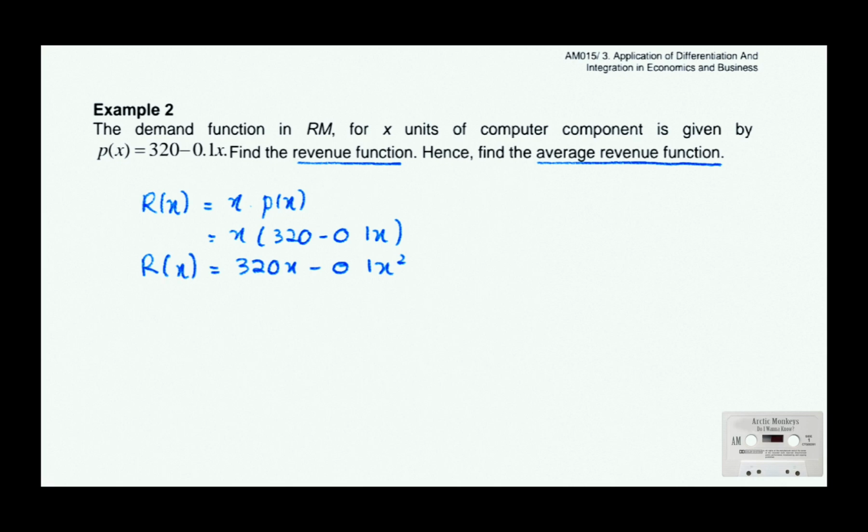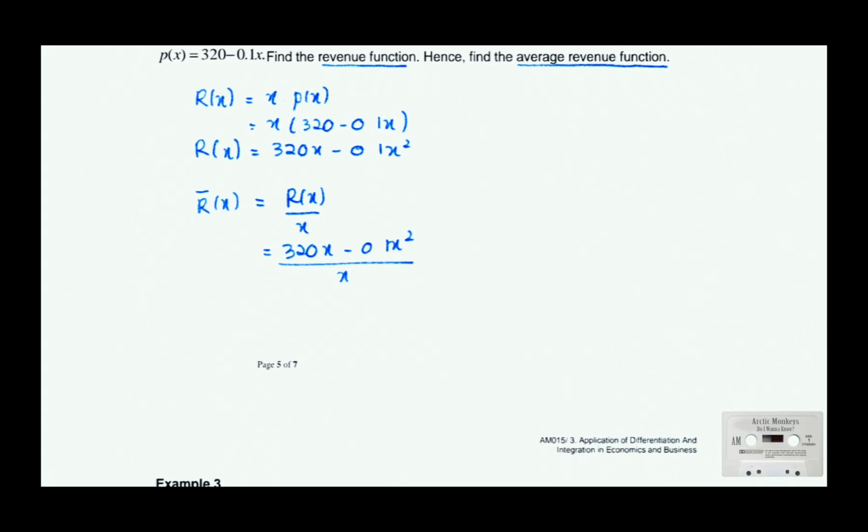And then we have to find the average revenue function. The average revenue function, R bar of X, is given by R of X divided by X. So we have 320X minus 0.1X squared over X. When we simplify, we will get 320 minus 0.1X. So the average revenue function is equal to 320 minus 0.1X.